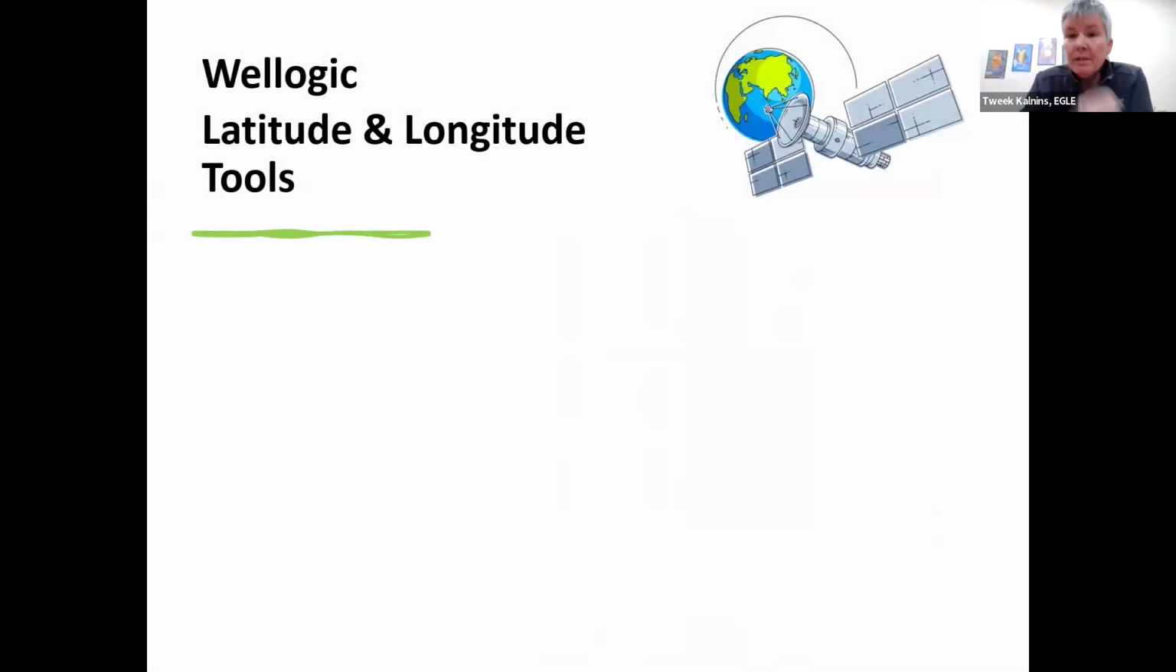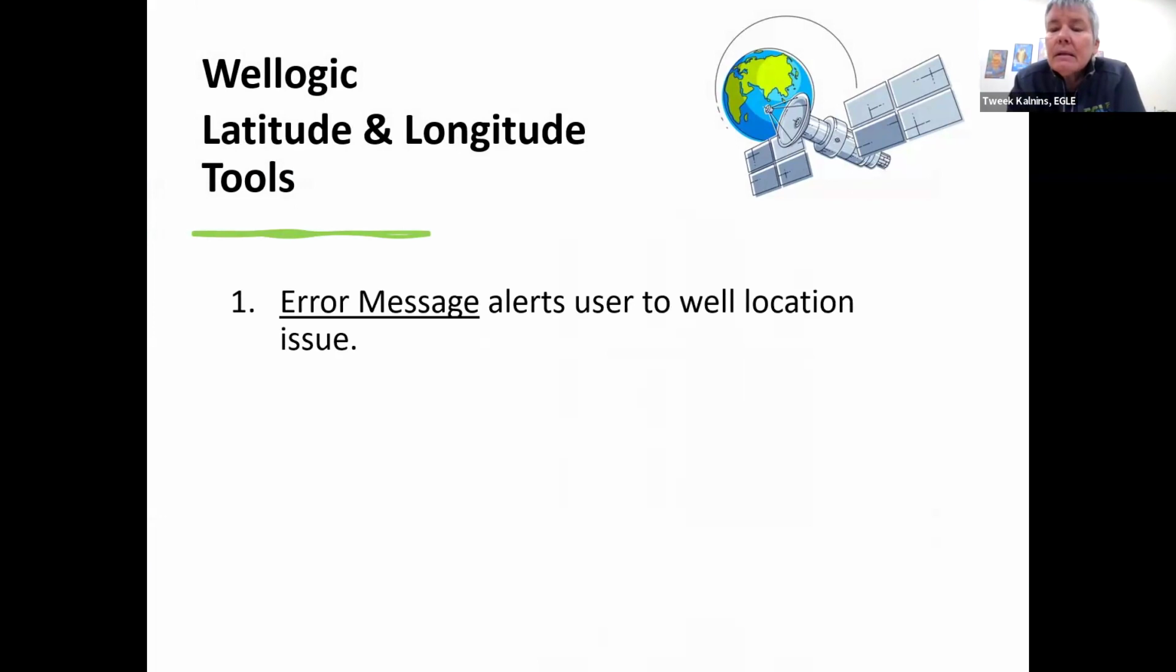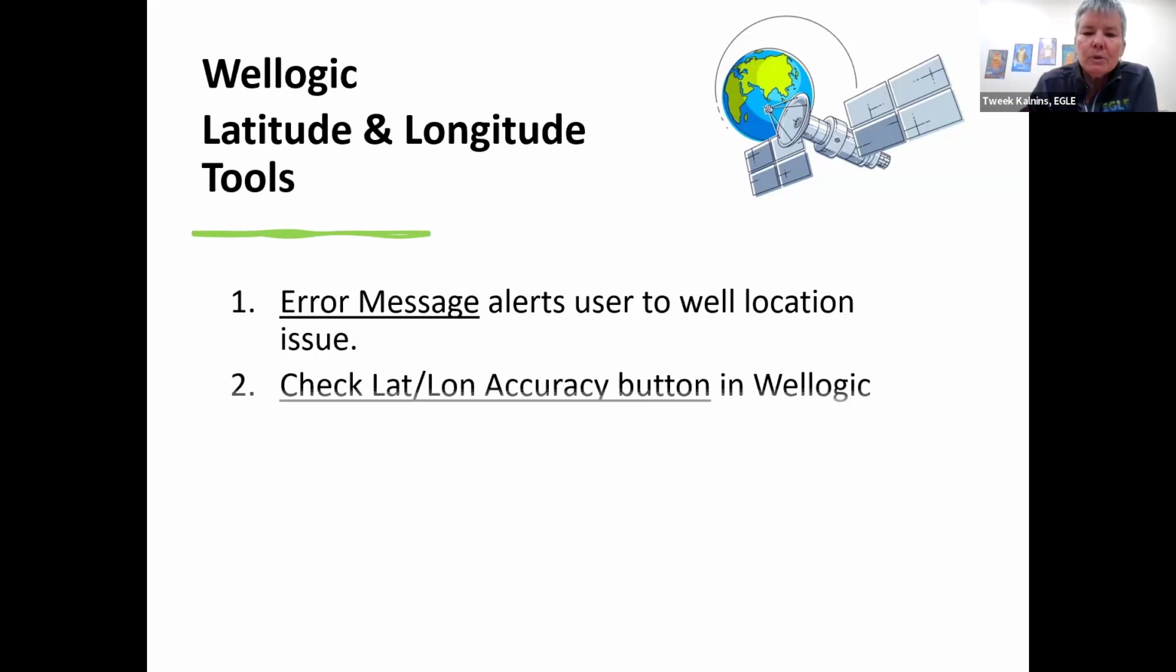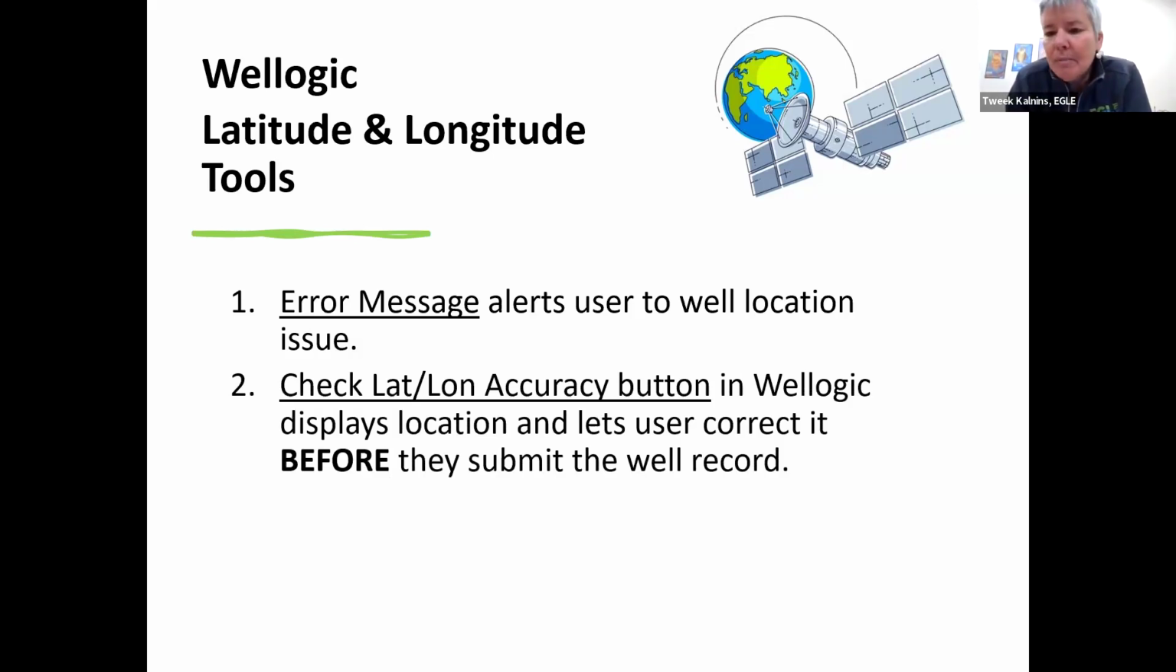So some of the tools that we've got inside of Wellogic for contractors to use to make sure they're submitting accurate well locations is there's an alert, basically an error message that pops up. If they enter the latitude and longitude and click on the check accuracy button, it shows how accurate that is. But before they do that, they'll get an alert and it'll pop up and say, hey, something's wrong here. And then they can click on the check lat long accuracy button.